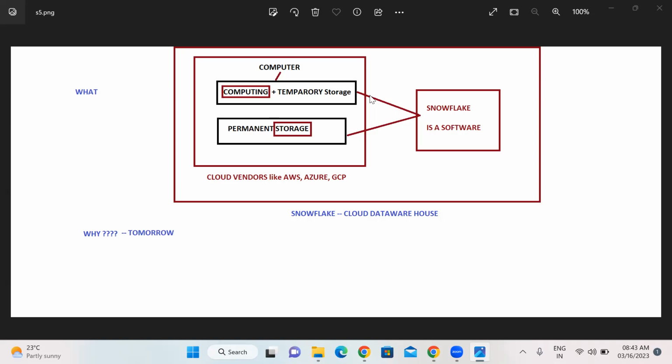Now tell me, for computing the data, do we need a storage? Is it necessary? No. For example, A equals 2, B equals 3. Okay. A plus B equals C. Tell me what is C? 5. Tomorrow, this 5 is the same.